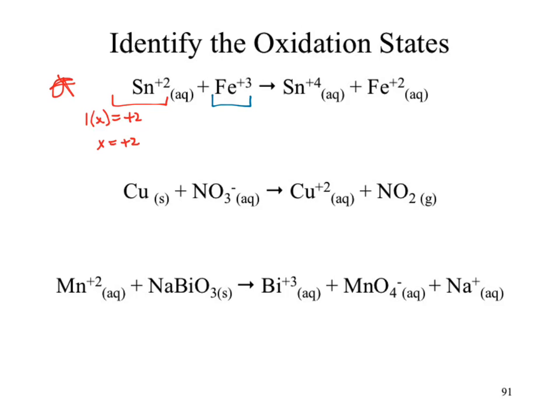Oxidation state for iron plus 3. Well, there's 1 iron times some unknown oxidation state. Let's not pick the same symbol. Equals the overall charge, which was a plus 3. The oxidation state for iron plus 3 is, well, plus 3.